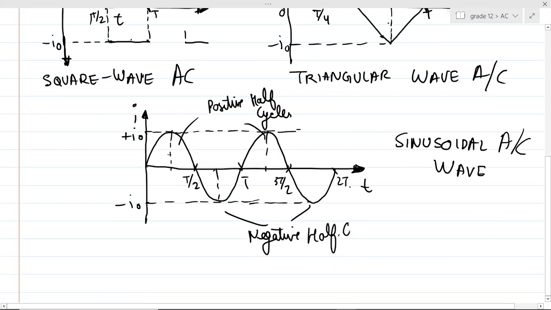The important thing to note is basically the time period, from where to where. So this is your alternating current. Clear?